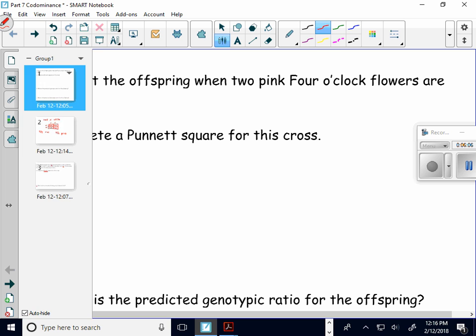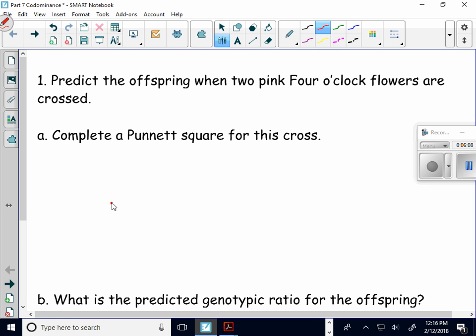Now, let's look at this one right here. This is the first example. It says, predict the offspring when 2 pink 4 o'clock flowers are crossed. So, we are crossing 2 pink 4 o'clock flowers. So it is an rw crossed with an rw, correct?